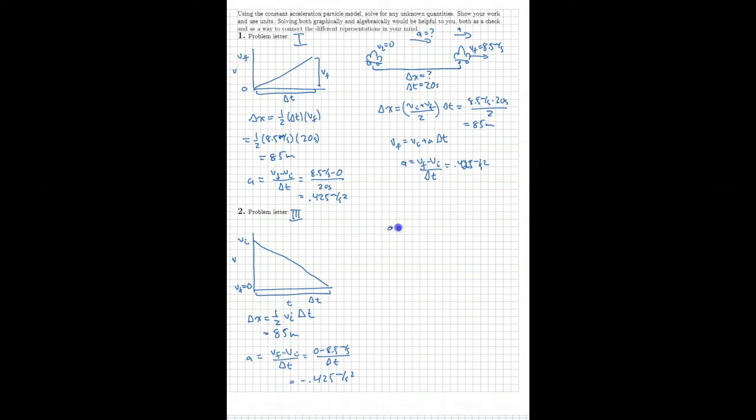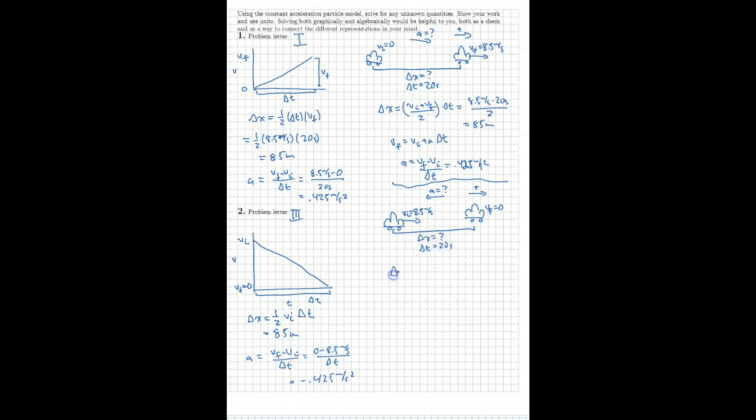If we were to do this algebraically, we'd have a diagram. At the end, we're at rest. So we've defined positive to the right. A must be opposing the motion because we're slowing down. Our delta x is not known. Our delta t is 20 seconds.